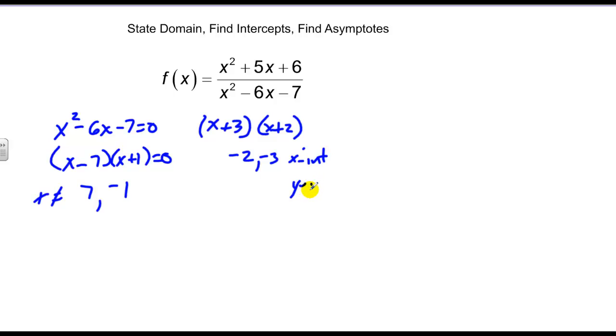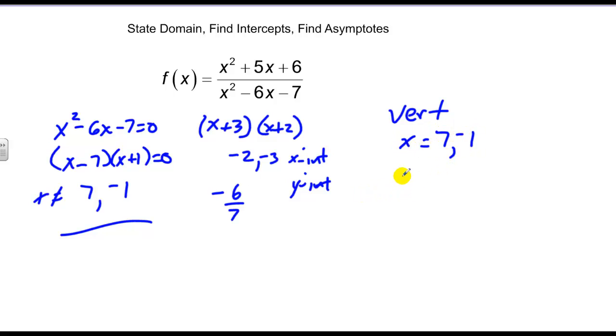Y-intercept is just 6/7 of the negative type. Horizontal asymptotes, or let's do vertical first. The vertical asymptotes, we get these from our domain, so that's x equals 7 and negative 1. Horizontal asymptotes, take a look at the degrees. Notice they match. Leading coefficients, divide those. Y is equal to 1 is going to do that. Let's take a look at the next example. We'll go through a few of these.